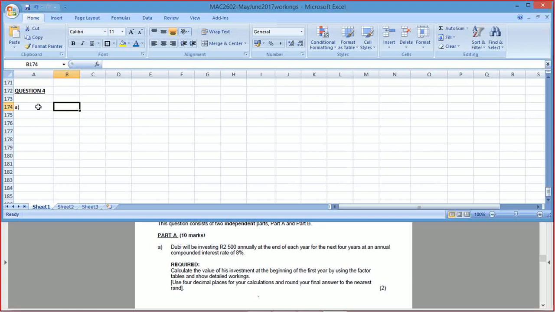Doobie will be investing 2,500 annually at the end of each year for the next 4 years, an annual compound interest rate of 8%. Calculate the value of investment at the beginning of the first year by using the fact table. See again, do they want you to use the tables? I mean, this is 2 marks, or do they want you to use your financial calculator? Personally, I think the financial calculator is better.